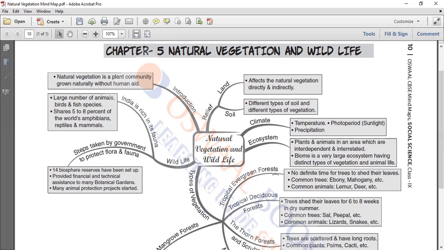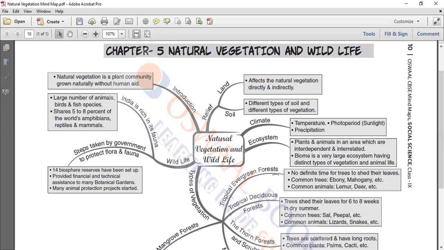We have 14 biosphere reserves that have been set up. We have provided financial and technical assistance to many botanical gardens. And many animal protection projects have also started. For example, we have Project Tiger, Project Rhino, etc. In all, India has 103 national parks, 535 wildlife sanctuaries, and zoological gardens. So, we are taking steps to take care of our natural heritage.